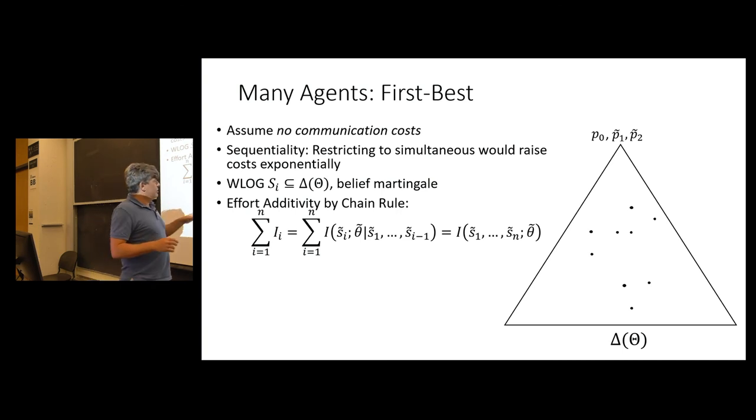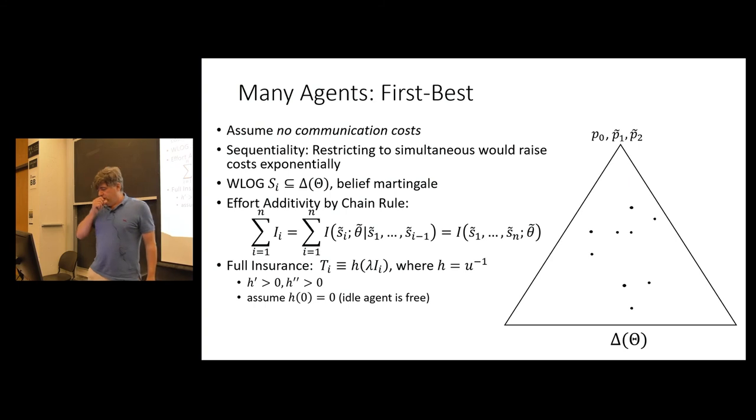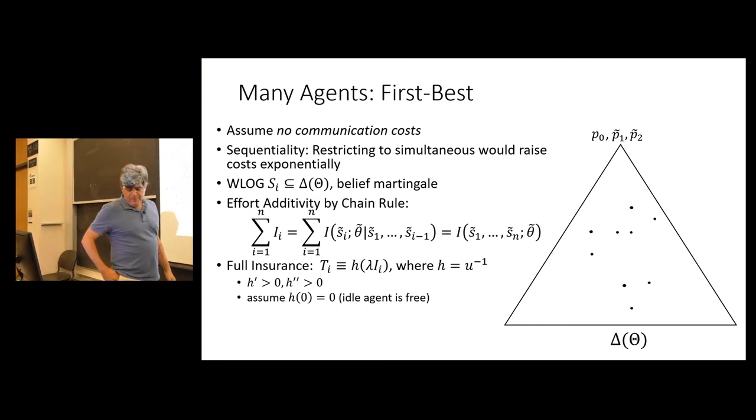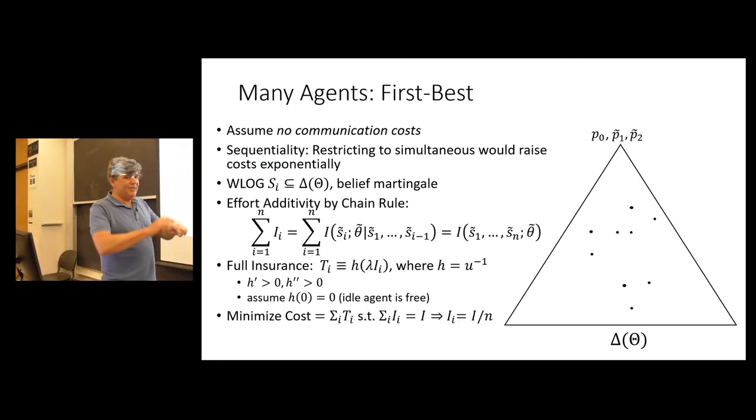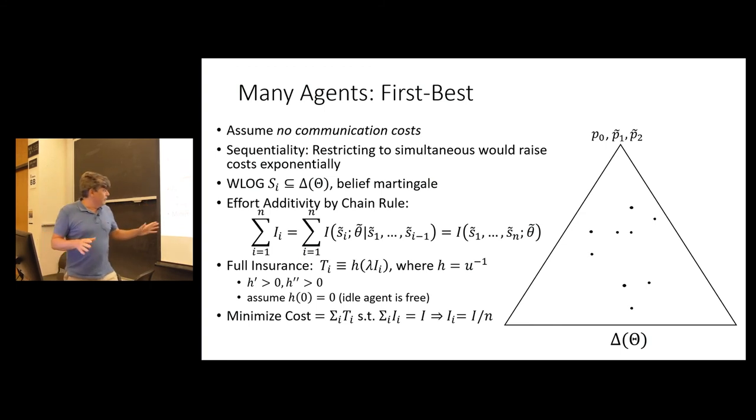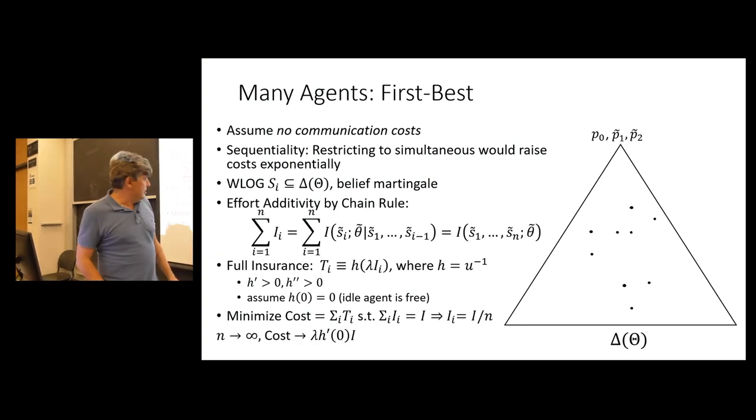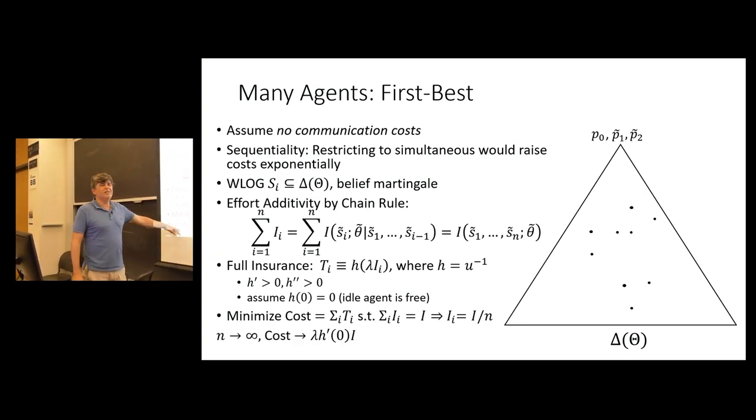The total effort, the total mutual information between everything you learn and the state of the world, will just be the sum of individual efforts. So the efforts are additive in this situation, which is nice because, given the convexity in the agent's utility, or convexity in the inverse utility, the optimal thing to do is just to spread the effort. Given the total amount of effort that you want, the optimal thing is to spread it equally among the agents. When you spread it equally, it's also optimal to hire as many agents as you can because it reduces the marginal cost.